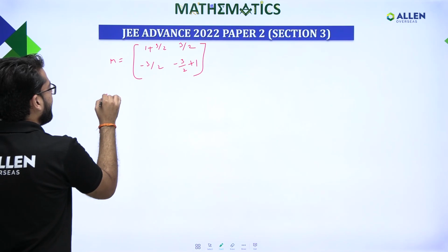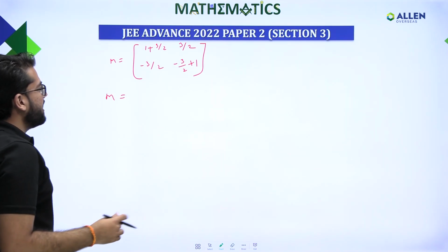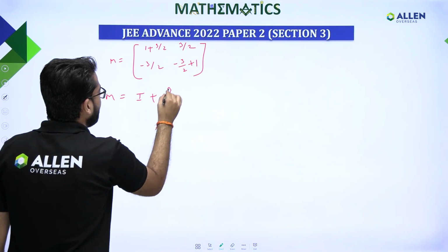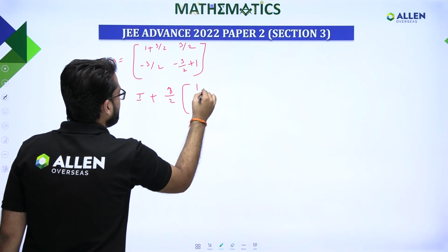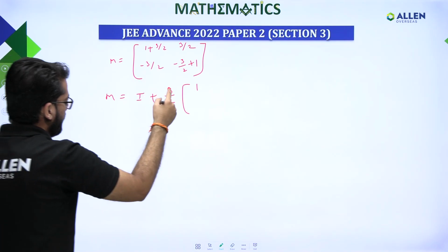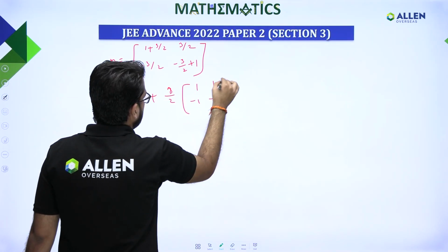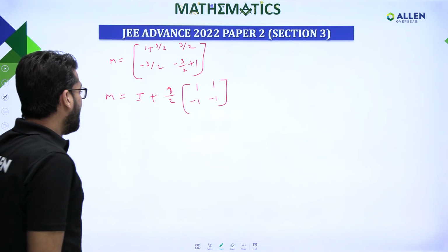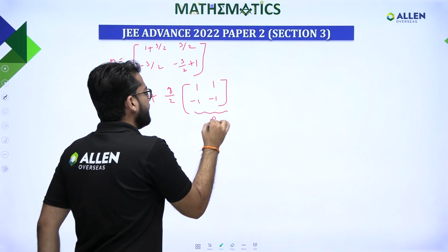Now, here you can see 1 plus 3 by 2, we can write it as I plus 3 by 2, and here we have a matrix in which we have 1, 1 and minus 1, minus 1. I just want to assume this one as A.